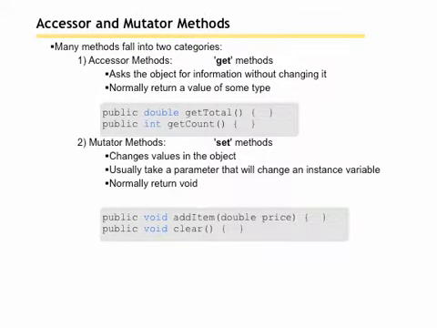There are two categories of instance methods: accessor methods and mutator methods. Accessor methods access instance fields, or we also call them get methods. They get the value in the instance field. They don't change anything, they just access it. And they normally return a value of some type. So say we're getting total. Total is a double, so that method getTotal would return a double. Mutator methods are called set methods. They change, or mutate, the instance fields, the values in the object. They usually take a parameter that will change the instance variable, and they typically return void.